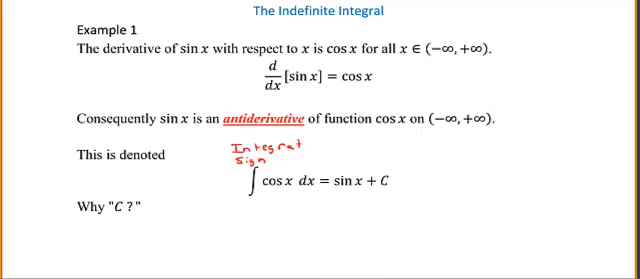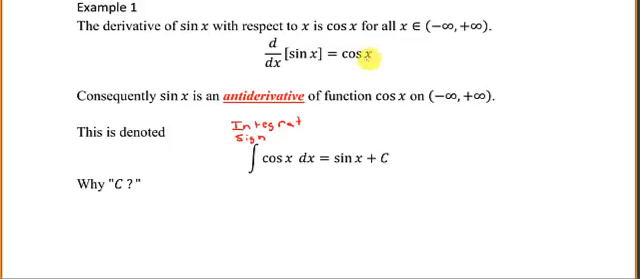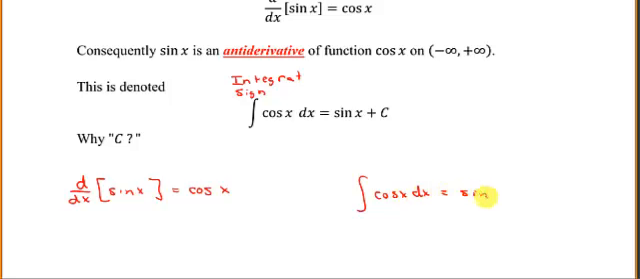It just works backwards through the same formula. So the derivative of sine of x is cosine of x. Then the antiderivative with respect to x of cosine of x is sine of x plus c. Now why the c? Well, the derivative with respect to x of sine of x is cosine of x. So going backwards, I'll leave off the c for right now, the integral with respect to x of cosine of x is sine of x.